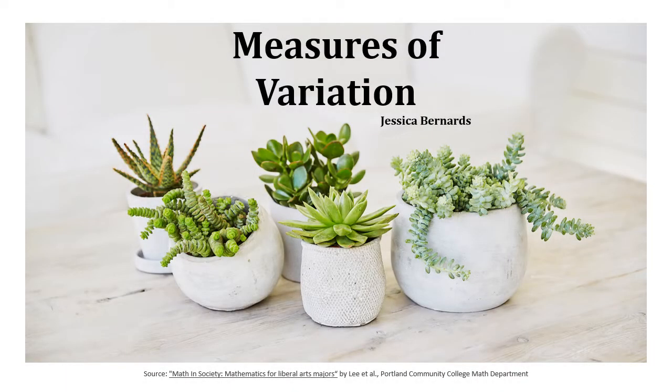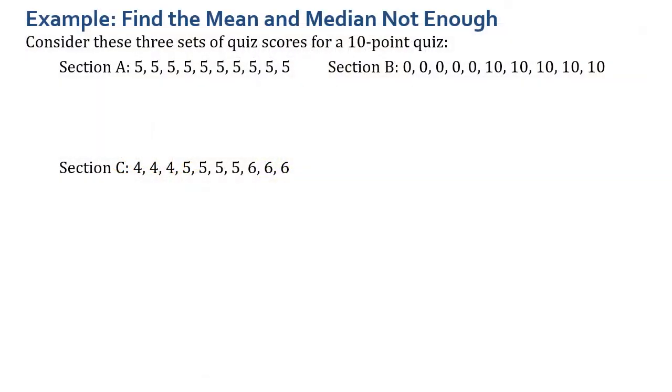In addition to graphical and verbal descriptions, we can use numbers to summarize quantitative distributions. Suppose we want to know what an average value is, so where the data is centered. Another thing to consider is also how spread out the values are. This is the measure of variation. Consider these three sets of quiz scores for a 10-point quiz.